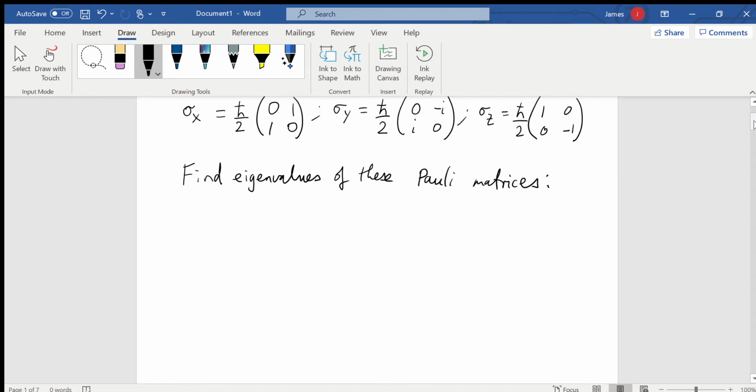We take the determinant of this expression: sigma, where sigma could be sigma x, sigma y, or sigma z, minus lambda I, and we set that equal to 0. Then we solve for lambda. The eigenvalues would be the lambda values here.